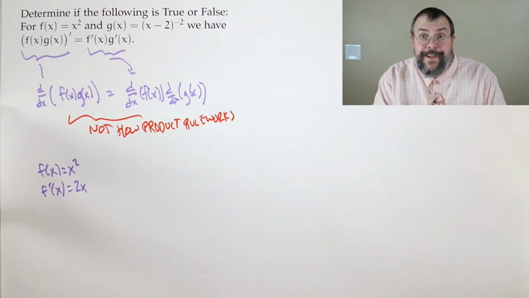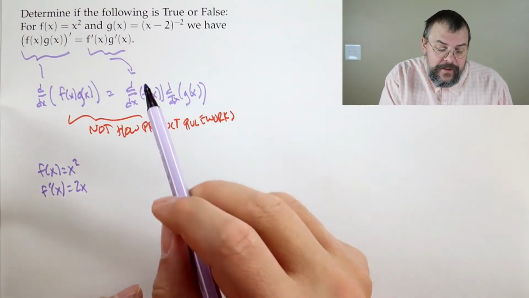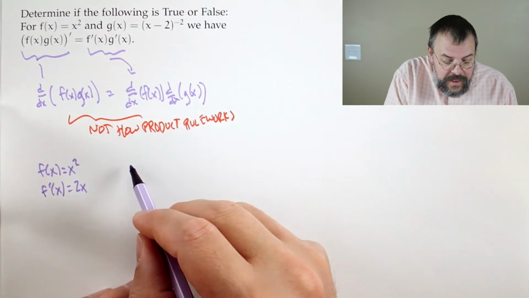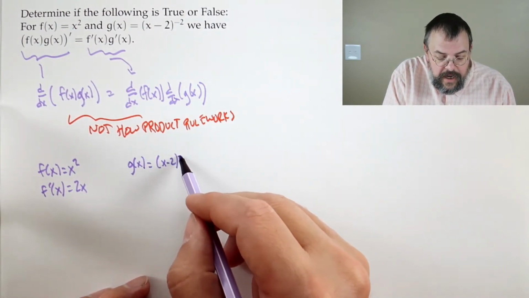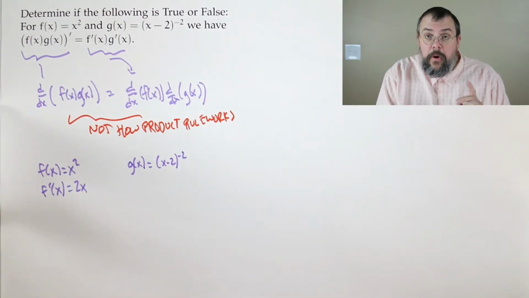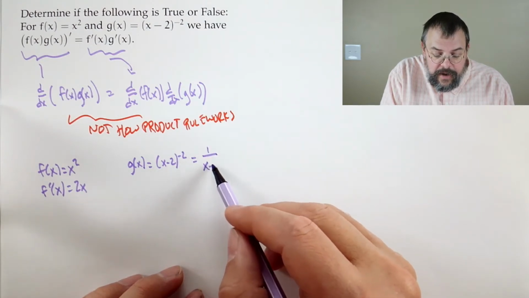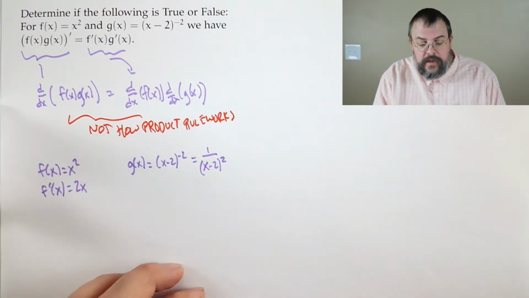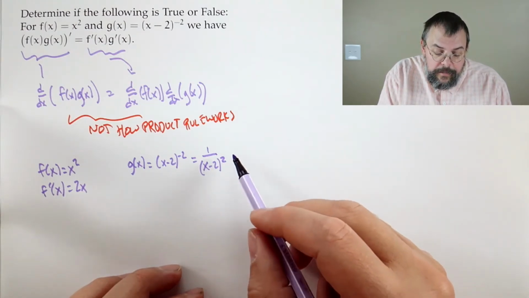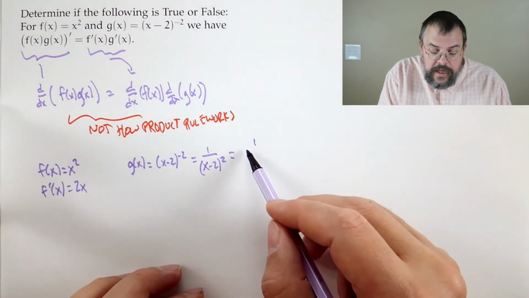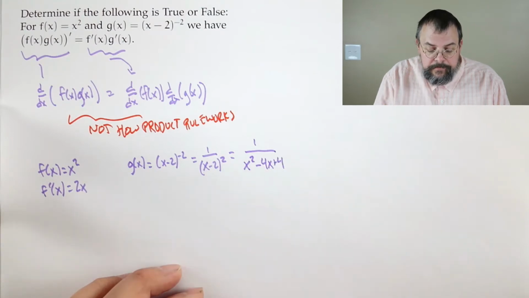All right, now let's start with g of x. This one's going to be a little bit more interesting. Notice that there's a negative exponent here. So let's see, what do we have? G of x is x minus 2 to the minus 2. Now, what's another way to write that? That is 1 over x minus 2 quantity squared. All right, that's true. True story. Okay, cool. By the way, x minus 2 squared, we can actually square that. So that's x squared minus 4x plus 4.